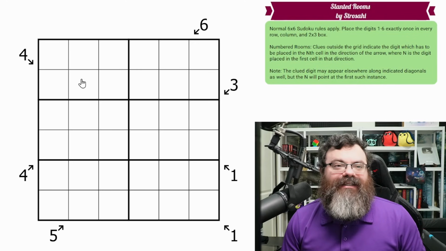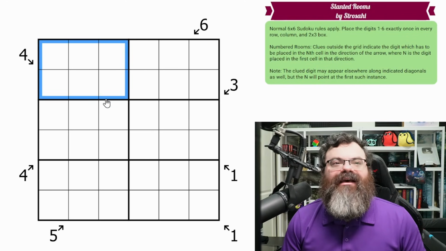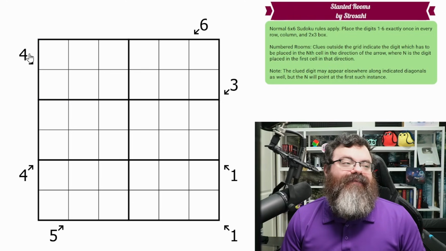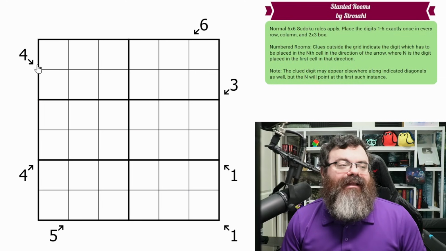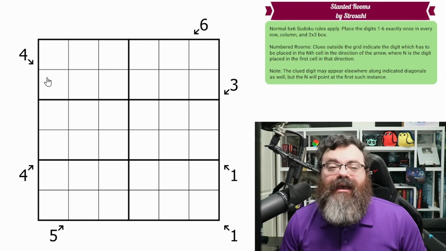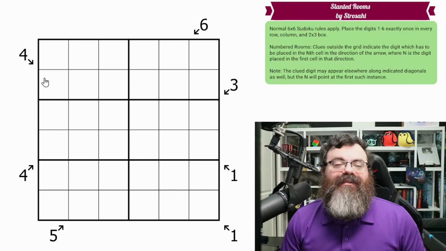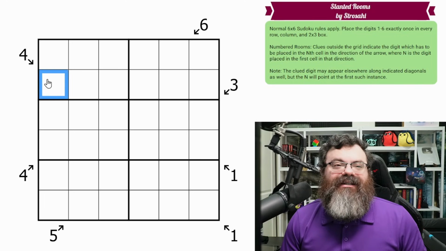We have normal 6x6 Sudoku rules, so in each row, each column, and each 2x3 box, we are placing the digits 1 to 6 exactly once each. We also have these diagonal numbered room clues. So you'll notice we have a diagonal arrow and then a clue next to it, a digit next to it. So clues outside the grid indicate the digit, which has to be placed in the nth cell in the direction of the arrow. And n is the digit placed in the first cell.